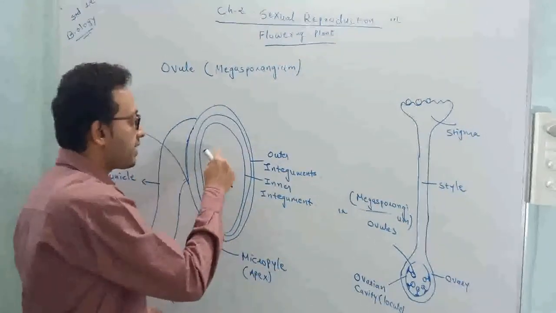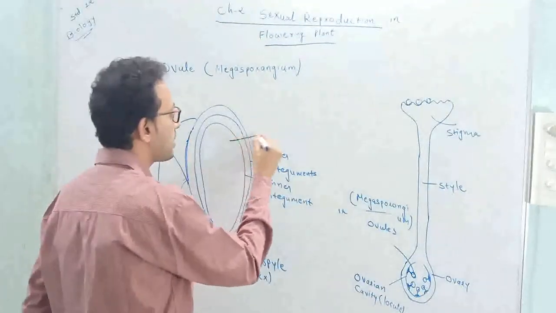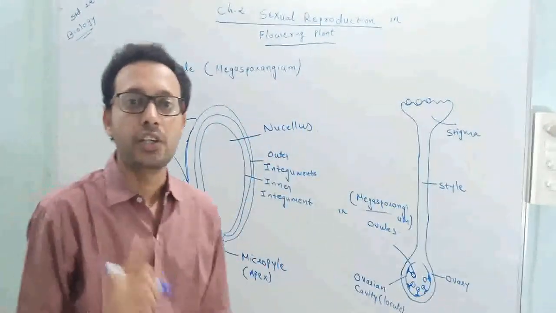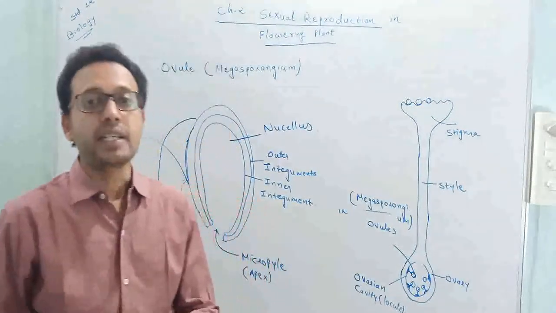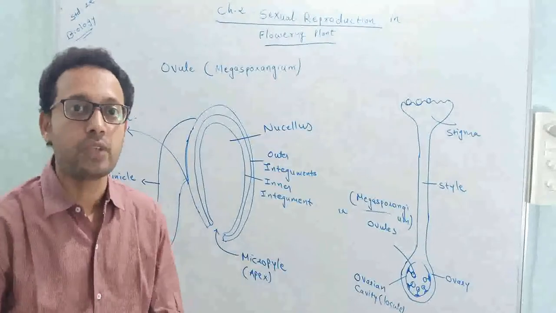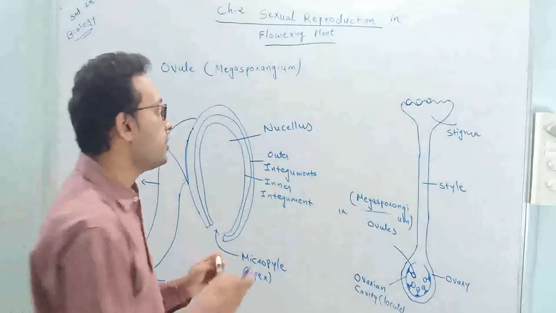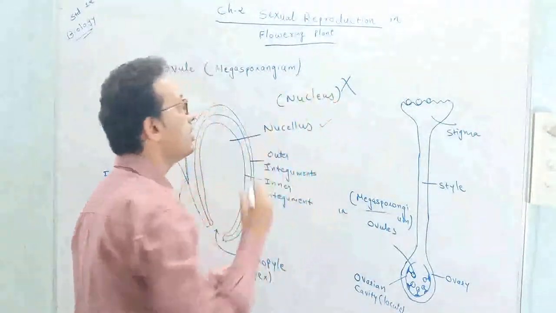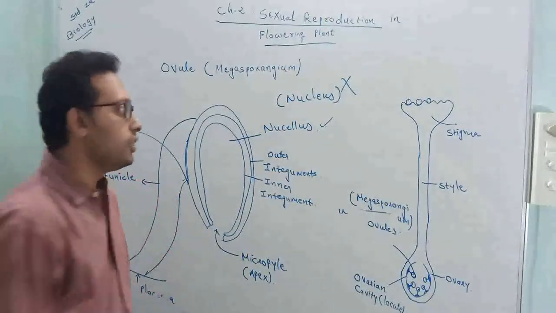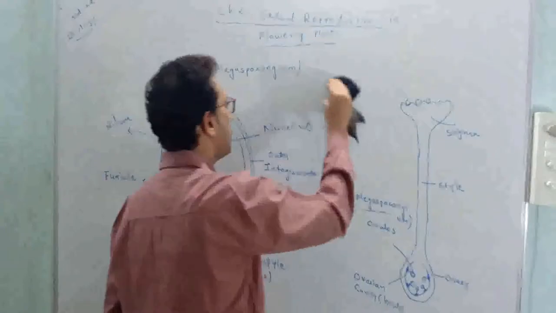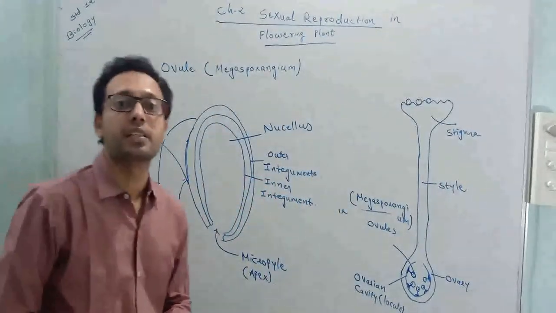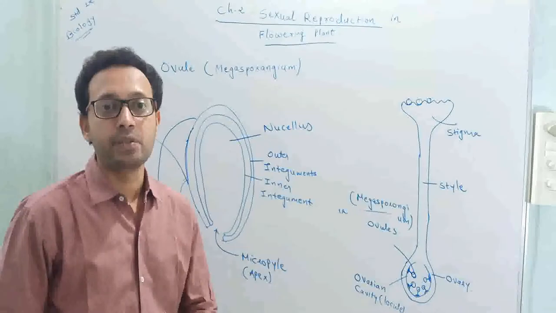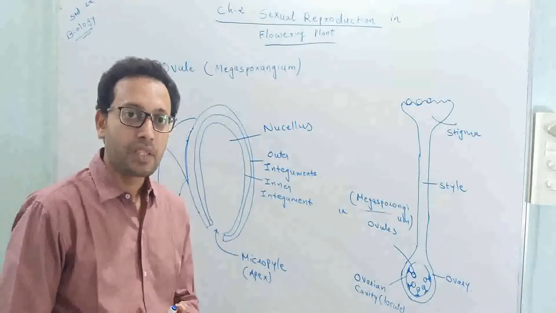Now inside the covering, the inner portion of the covering, what does it contain? It is known as nucellus. Inside the integument or covering, what is present? Nucellus. Remember, it's not a nucleus. It is nucellus. This nucellus is filled with reserve food material, and that is utilized by the developing embryo sac or the female gametophyte. So this is a nucellus.